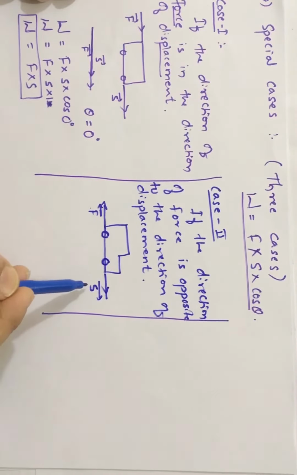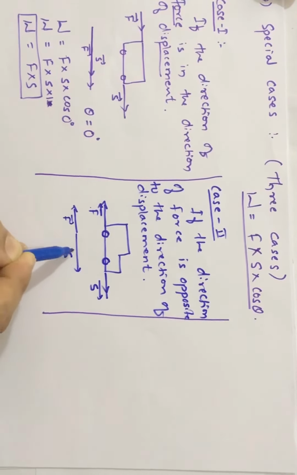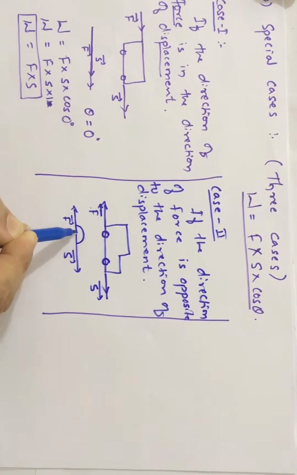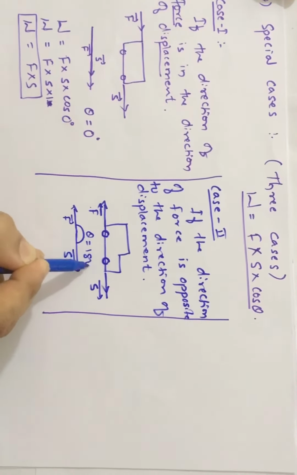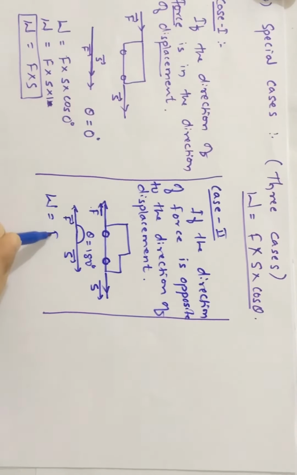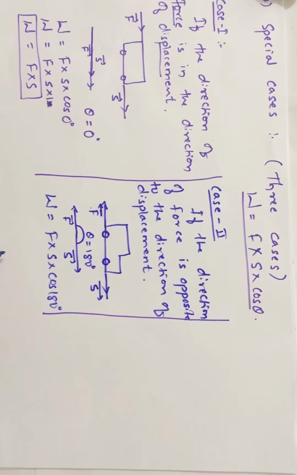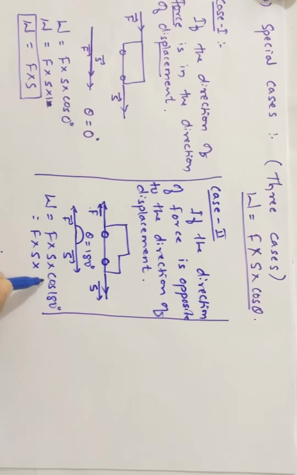So force and the displacement are opposite to each other. So therefore, what will be the angle theta if the force application is like this and the displacement is like this way? Then what is the angle between the force and displacement? The angle is 180 degrees. Then what happens to the work done now? F into S into cos 180 degrees. So F into S into cos 180 is -1.